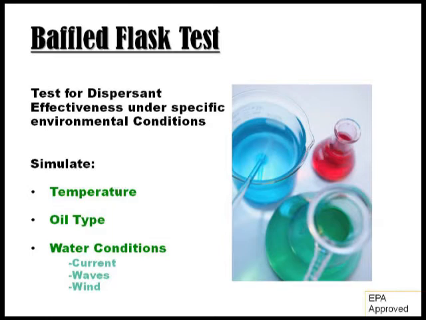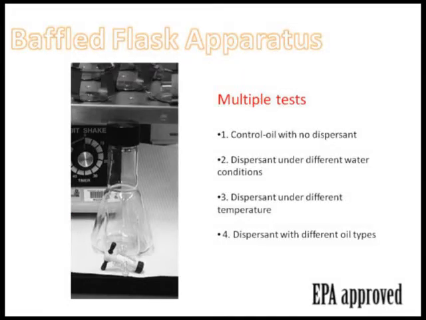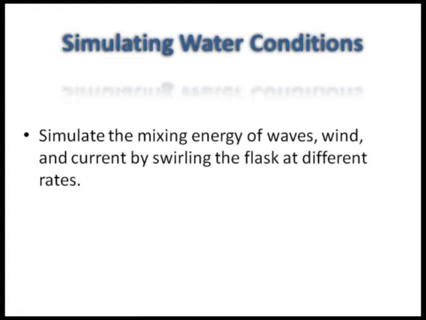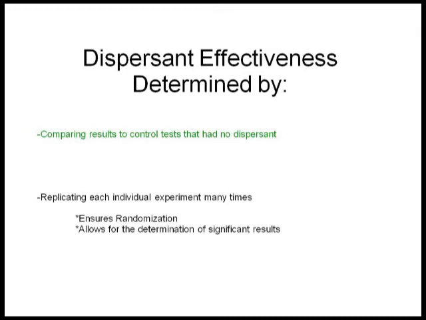The relationship of dispersants with different environmental conditions could also be determined due to the ability to isolate specific tests in flasks. These conditions include temperature, oil type, and water conditions. Water conditions being the mixing energy of currents, waves, and wind, which were simulated by swirling and shaking the flask at different speeds. Dispersant effectiveness could be tested for by comparing results to a reference test, or control test, that did not contain any chemical dispersant.